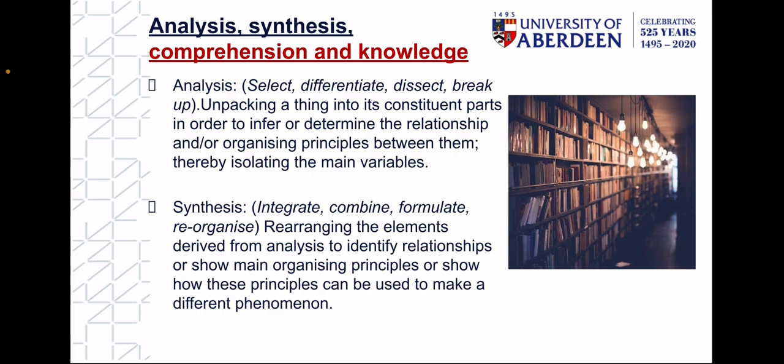Now, in analyzing any literature, a good way is to be able to select, to differentiate, dissect, and break up. A very good approach is breaking up the extant studies that you've read into different parts, or different subheadings, like we pointed out, towards determining the relationship and organizing the principles between them. So in analyzing your work, you're selecting key studies that relate to your work. You're able to differentiate them under different headings and identify the ones that work for you most.